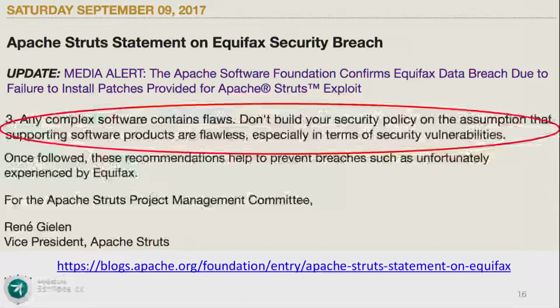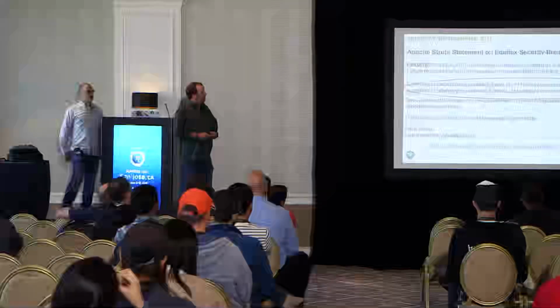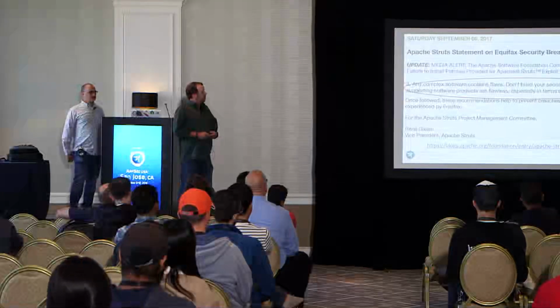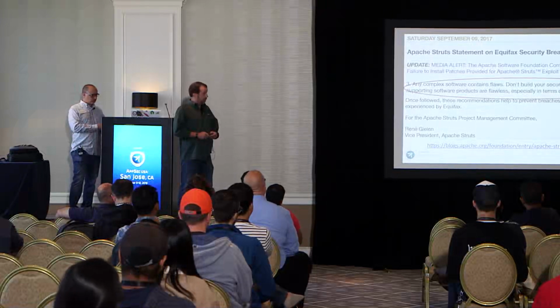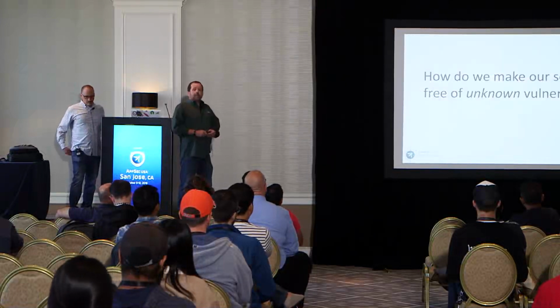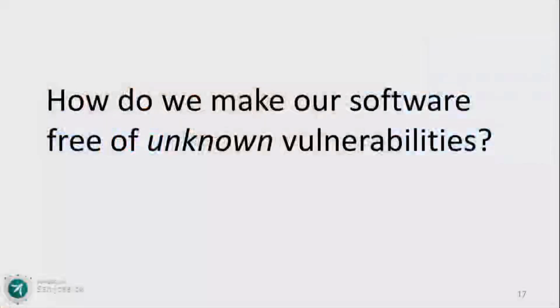Wonderful. So let's go back to the Apache Struts statement. Number 3, any complex software contains flaws. Don't build your security policy on the assumption that supporting software products are flawless, especially in terms of security vulnerabilities. Okay, now what? So how do we secure our software from unknown vulnerabilities?